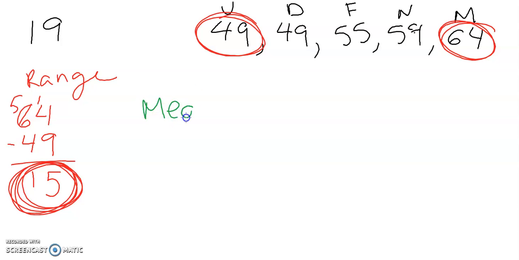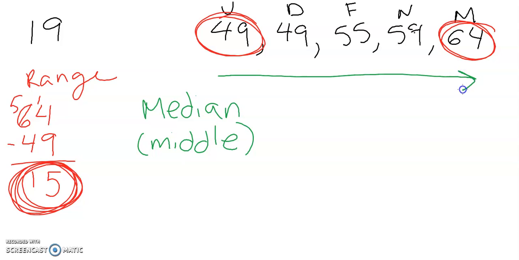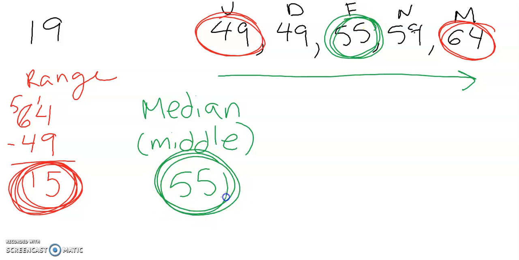The median is the middle number. That is the number in the exact middle of the data set, which is why you need to order them from least to greatest. In this case, 55 is going to be your median. So for part B, you should have 55.